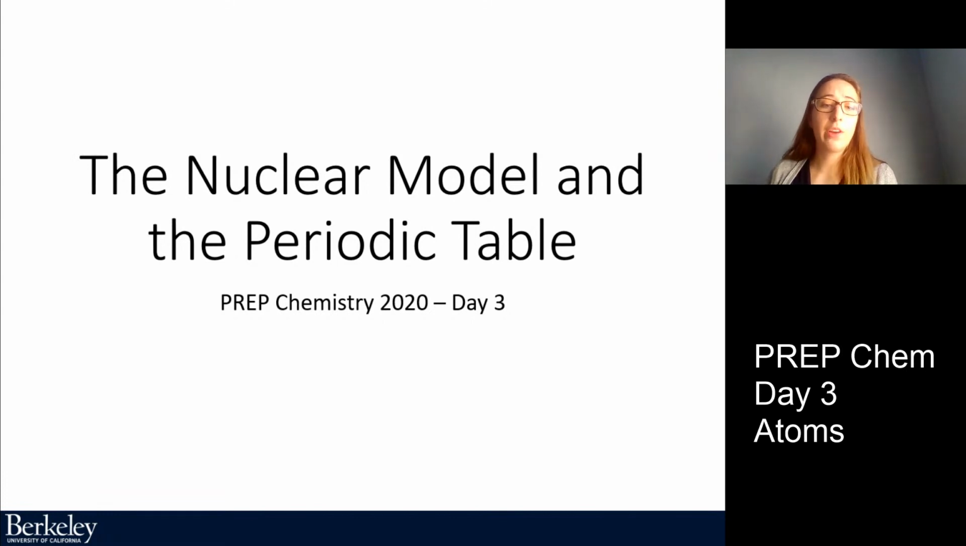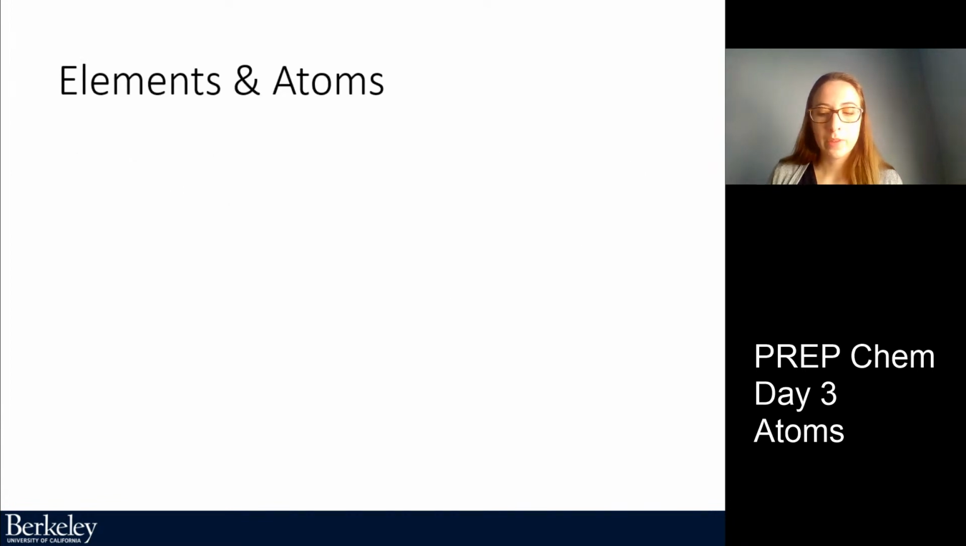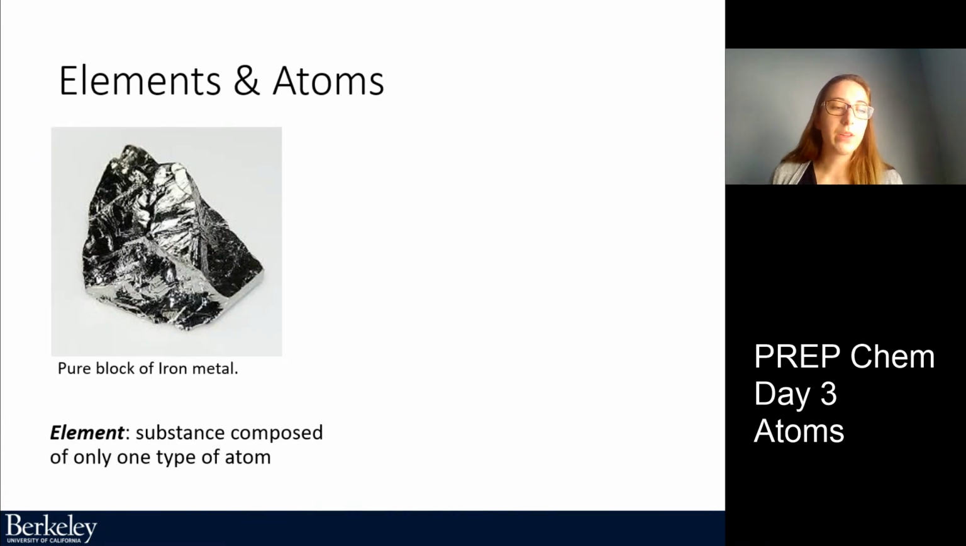Okay, great. So we're gonna go ahead and get started with day 3. Today we're gonna discuss some basics of how we model atoms and also the periodic table. First, as we learned in our previous class, elements are substances composed of only one type of atom. Here I have shown a block of pure iron metal. This is only made up of iron atoms.